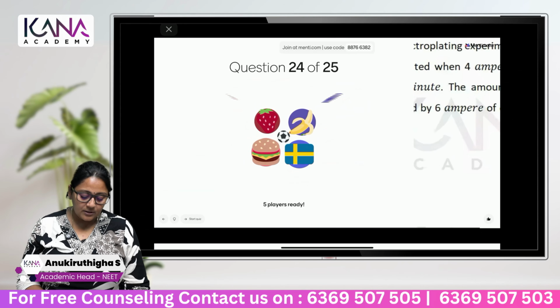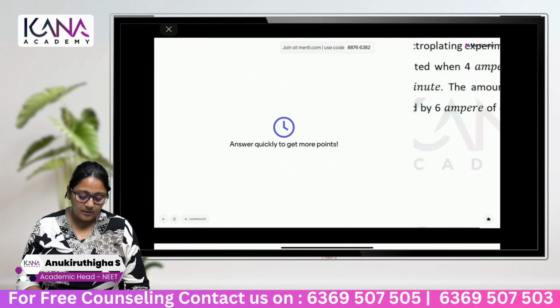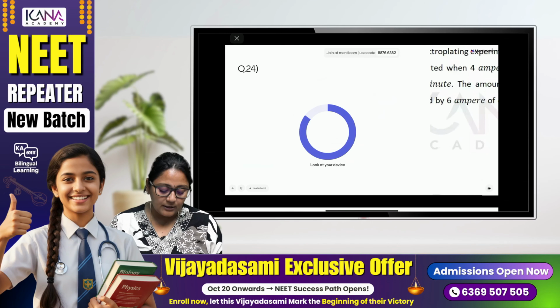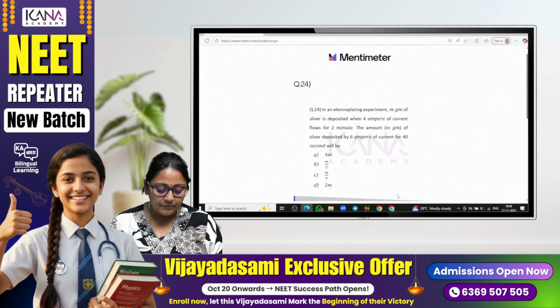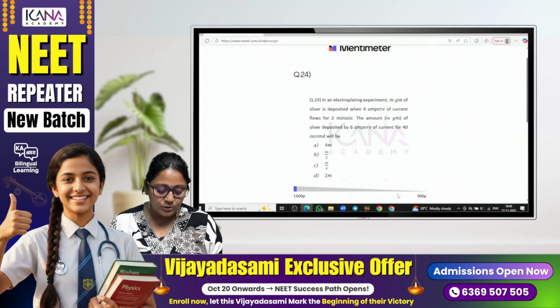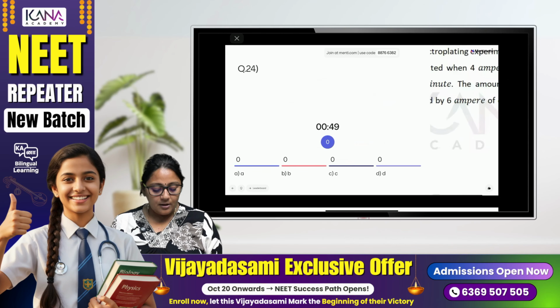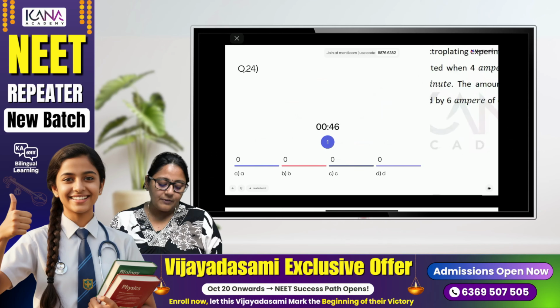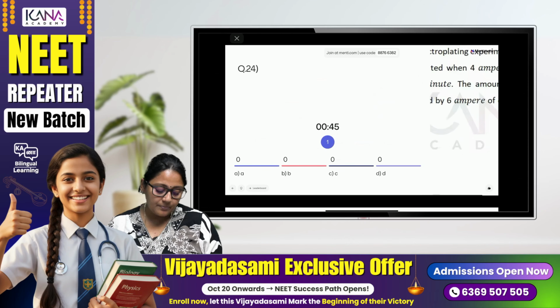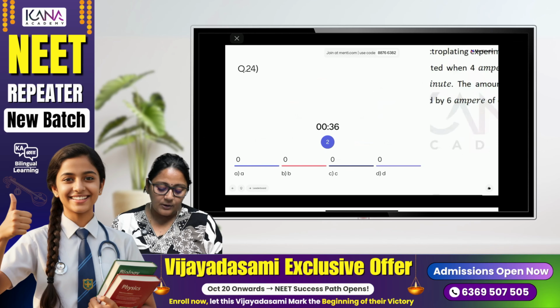And the last but one question is, in an electroplating experiment, m gram of silver is deposited when 4 ampere of current flows for 2 minutes. The amount in grams of silver deposited by 4 ampere of current for 40 seconds will be, if we give 4 ampere current for 40 seconds, what will be the amount of silver deposited, they are asking. That is 4m, m by 2, m by 4 and 2m option. And you're left with 35 seconds.